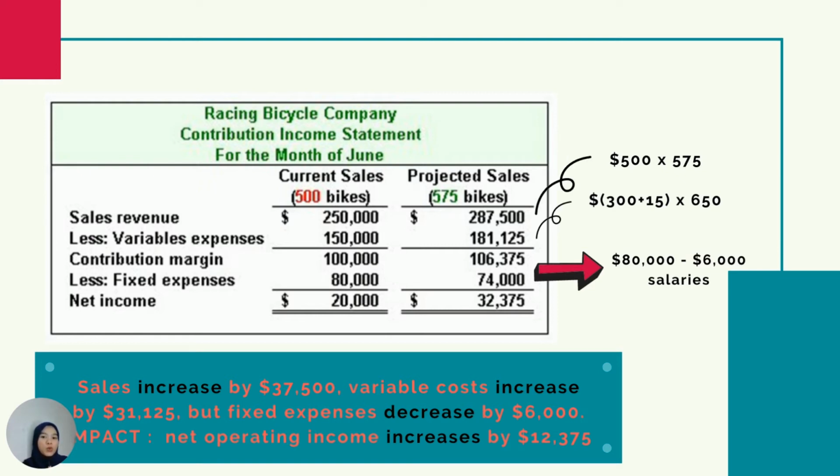At this part, we need to subtract $6,000 as we no longer use the flat salary. So the new fixed expense is $74,000, and the new net income is $32,375. So we can see here that the sales increase, the variable cost increase, but the fixed expense decreases as we no longer use the flat salary, and the impact is that the net operating income increased by $12,375.